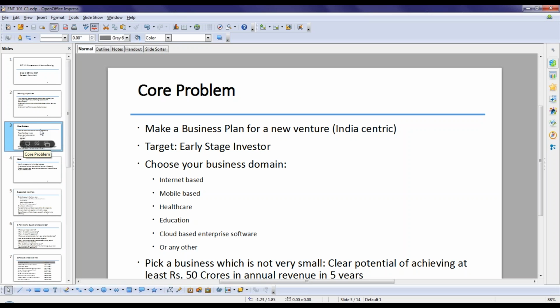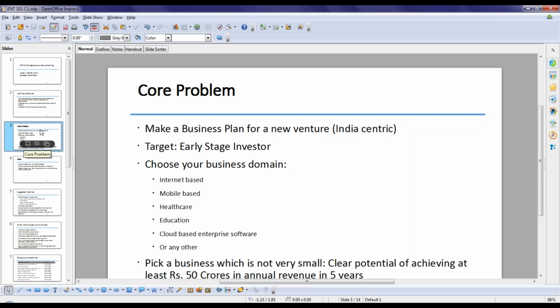And who is the target? Once you make the business plan, who are you making this business plan for? You're actually making this business plan to present it in front of an early stage investor. So there is a target, the early stage investor. So I would be behaving like an early stage investor. I'd be talking to you as though I have money to invest in your businesses. So the score would be like if I would like to invest in your business or not. Based on that, the scoring would be.